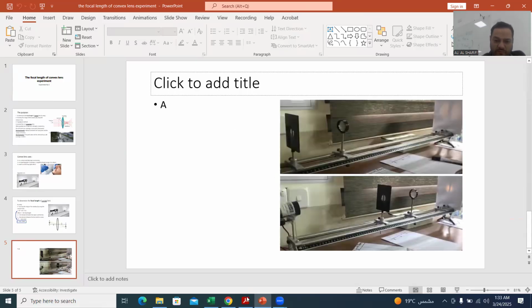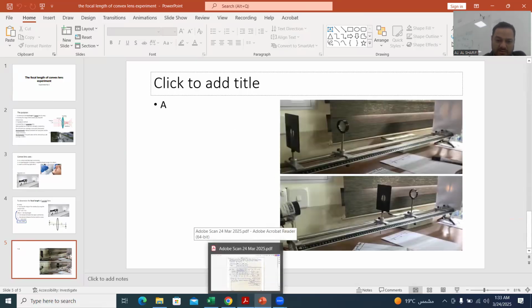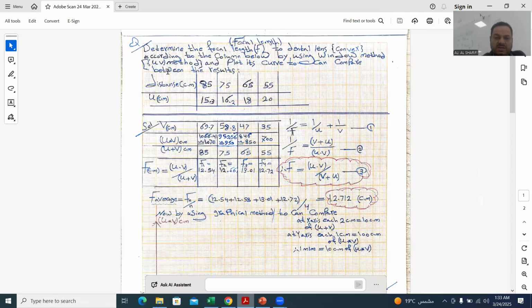Now, let me come back to the math side of this experiment. Here is how the question will be in the exam. Determine the focal length of two convex lenses according to the column below by using the window method. And don't forget to do a comparison between the results. Here I will give you the distance. You will have U or V.